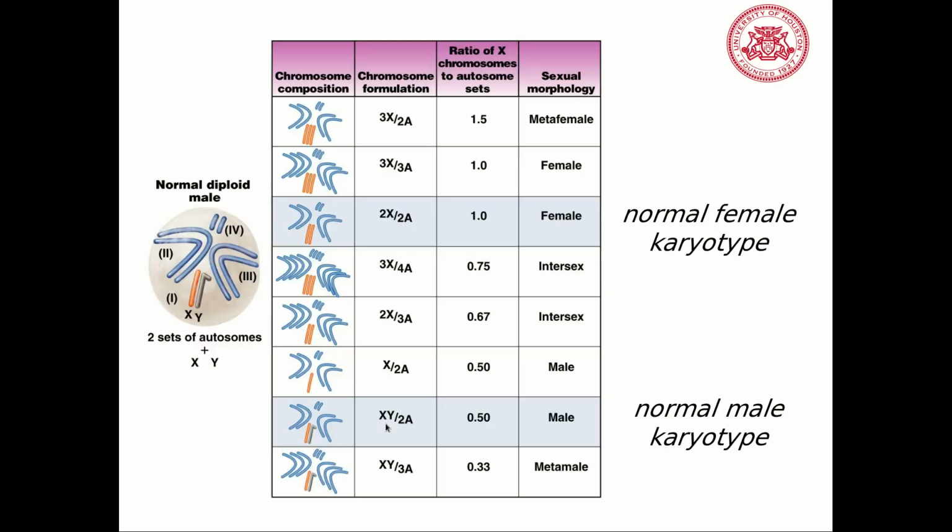Let's go back. 1 to 2 is a male. See, there are 2 of all the other blue ones: 1 orange to 2 of all the autosomes, ignoring this Y here. So it's the ratio of the X chromosomes; the X is the orange one here. It's not the presence of the Y that actually makes you male. It's the ratio of the X to the number of the autosomes that determines your sex. Understand that. That's very important.